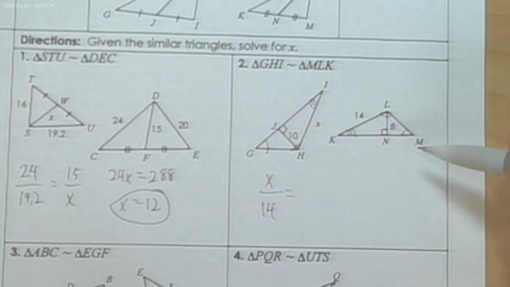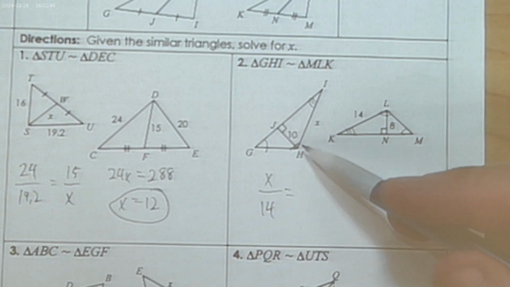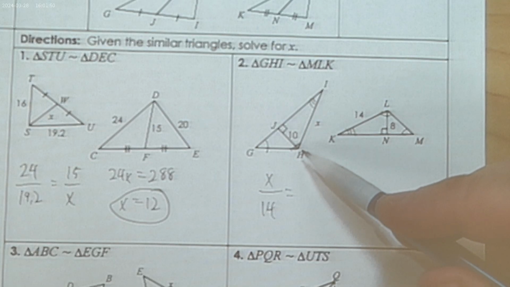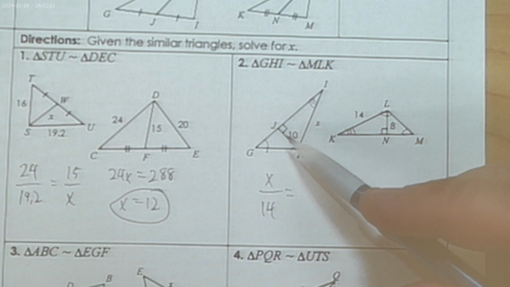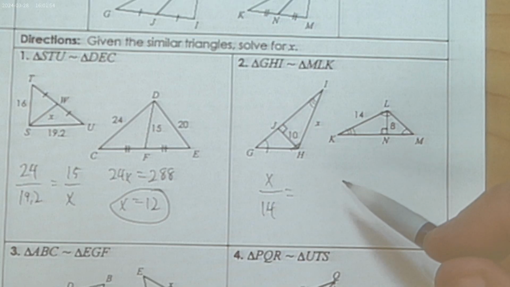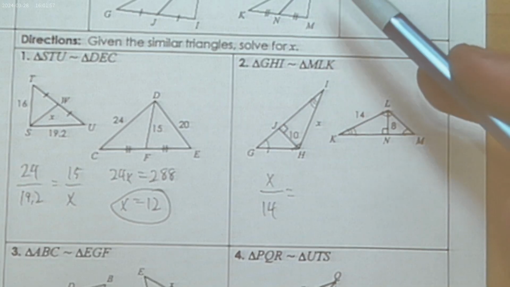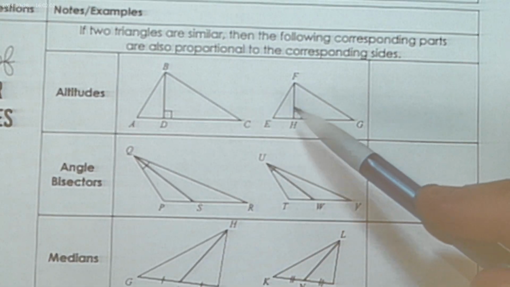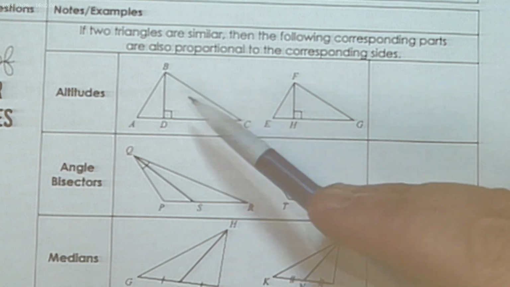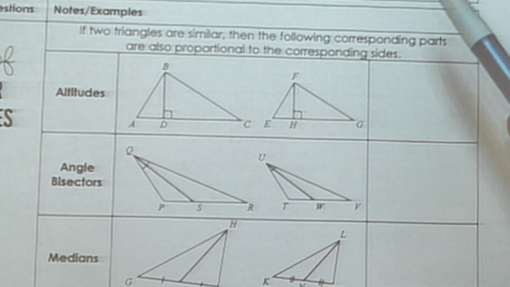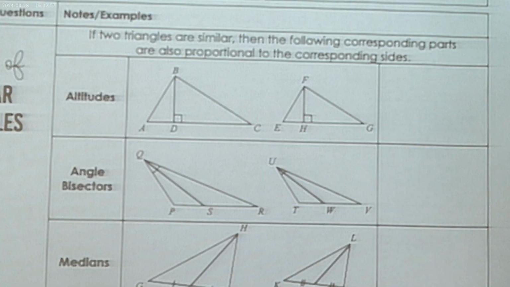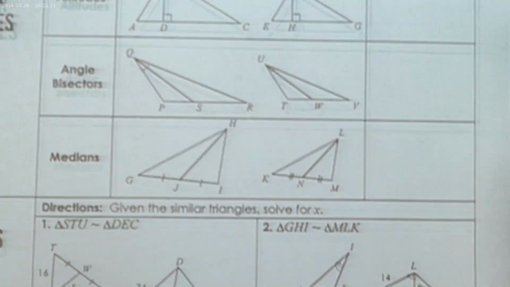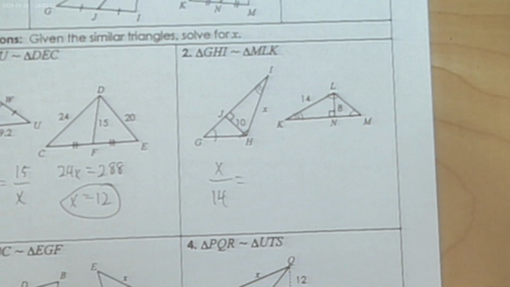But the only other information that I have is from the altitude that's starting at angle H and then forming a 90-degree angle at point J. Well, like I mentioned earlier with the properties up here with the altitudes, these are going to be proportional. Because they're similar triangles, these are also going to be proportional. So if they're proportional, that means that I can set up a scale factor to solve for x again.